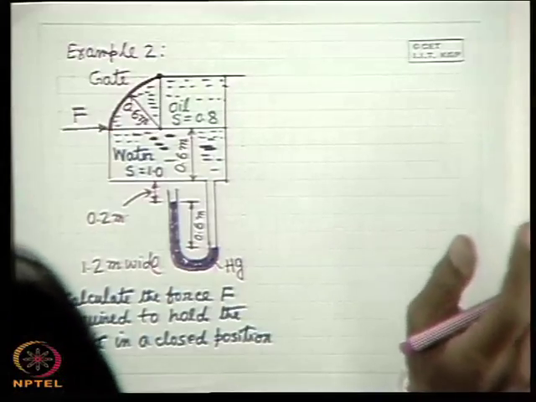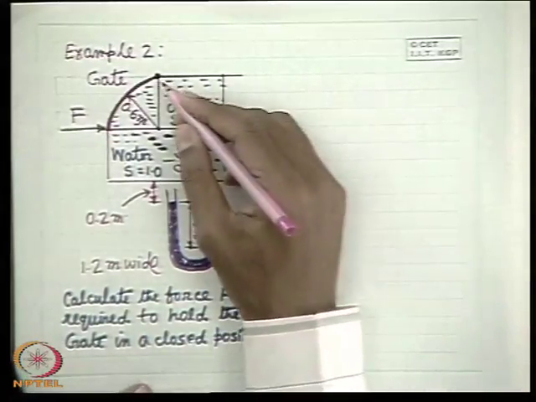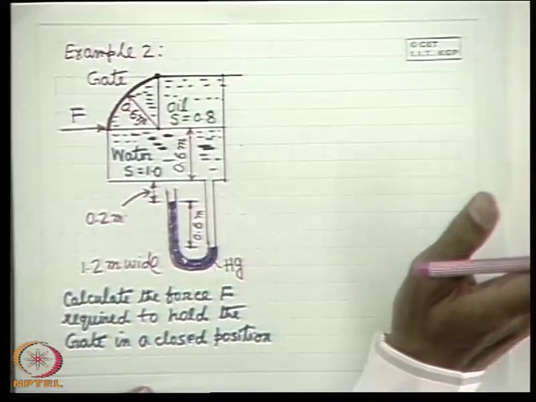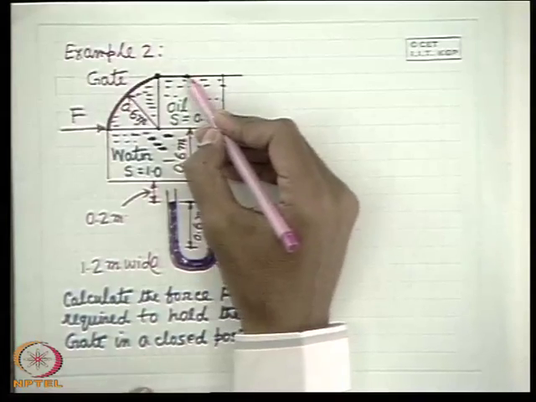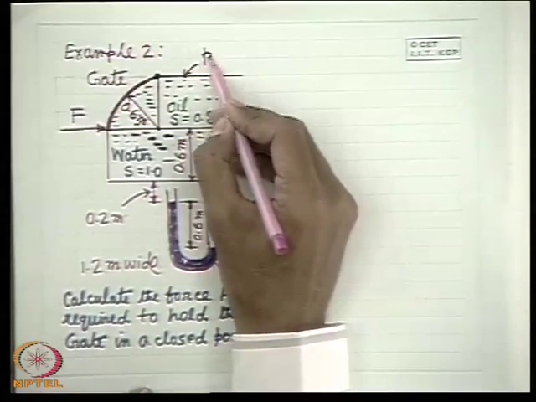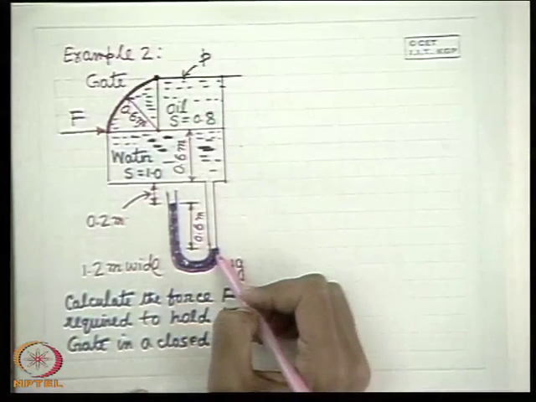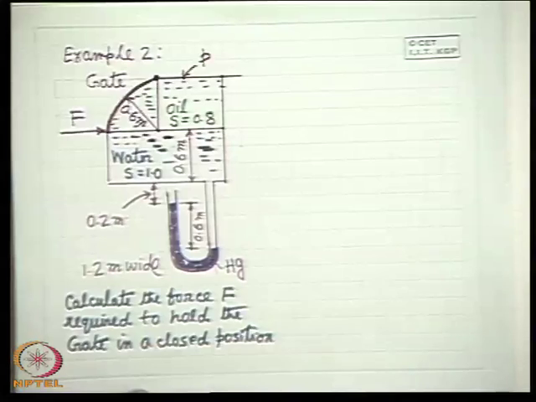What is the force on this? So what should be our first duty in this problem? Please tell me. The pressure at the top point. Let this pressure at the top point be P. We should find the pressure at this top point. So what to do? You write the manometric equation to find the pressure at the top point.